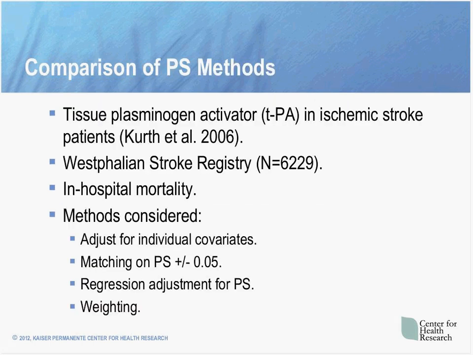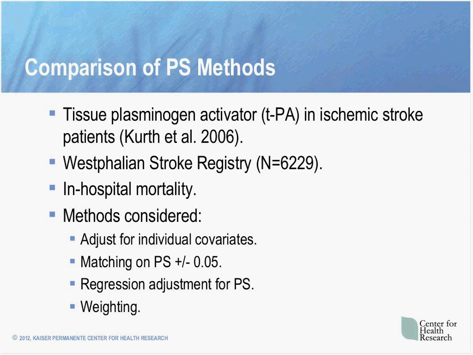In my next example, it's basically a comparison of different propensity score methods, to show there are situations where they show greater utility, which is why I'm presenting it here. This example is by Tobias Kurth in the New England Journal in 2006, looking at tissue plasminogen activator in patients who suffer from ischemic stroke, using the Westphalian Stroke Registry. It was a large registry, about 6,000 folks.